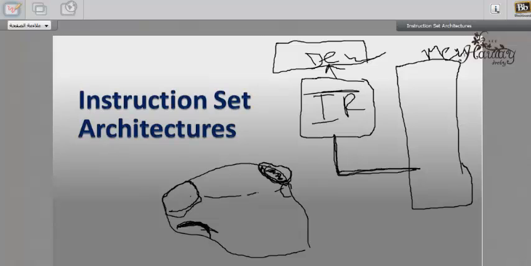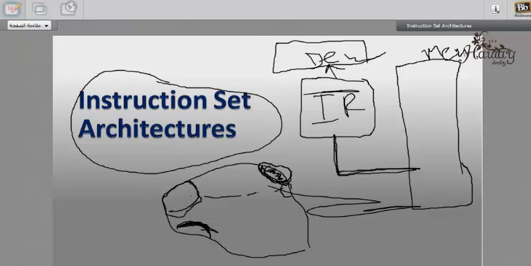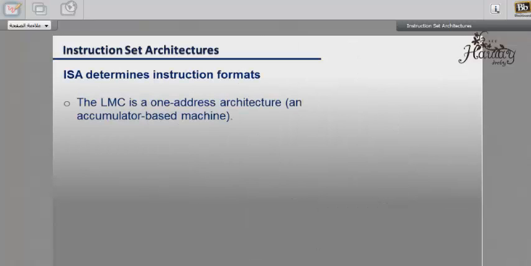So today we'll talk about the operation I just described. It's called instruction set architecture, or ISA. ISA determines instruction formats, the way the instructions are moved. We have 4 types of ISA, very important types. Definitely one or two of them will come in the exam, and I will explain them shortly.